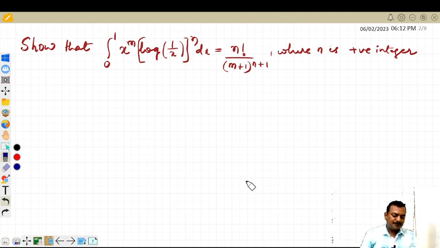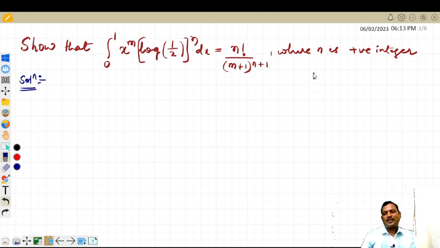In this video, we're solving an example based on beta and gamma function. That is, these are the improper integrals. It's a very easy and simple example, students. So we need to convert it in terms of a gamma function. Okay. So what is a gamma function?